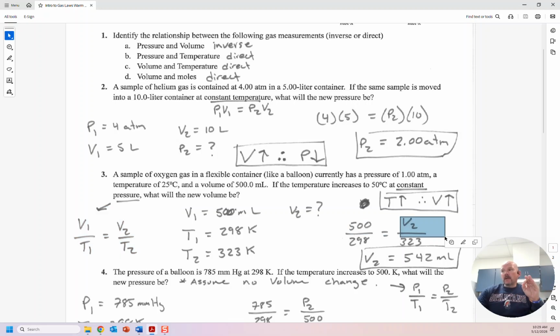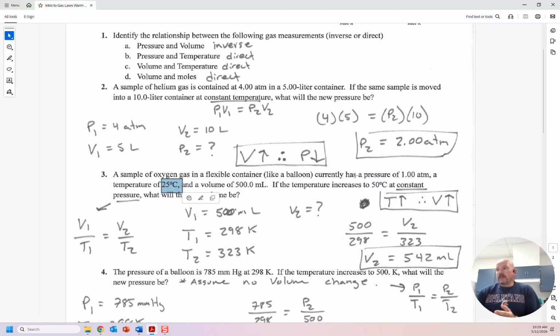Our V2 needs to be higher than that. Now, this is where we've got to be careful. The temperature doubled, and if the temperature doubles and volume and temperature have a direct relationship, the volume should double. So a lot of students are going to think the answer should be 1,000 milliliters because the volume should double. But this is where we've got to remember, right? It's the Kelvin scale that we're comparing the temperature to, not the Celsius scale.